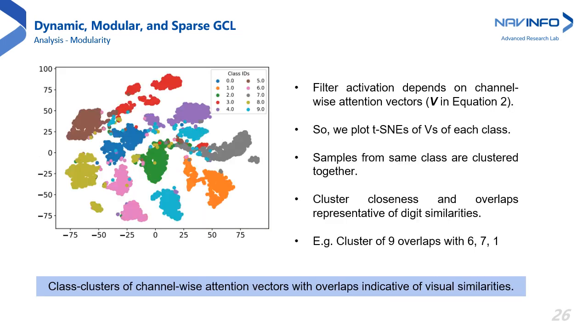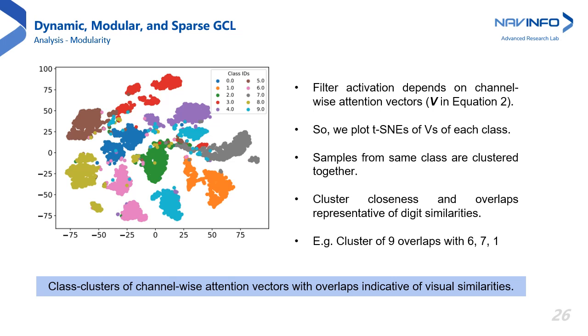Now, as activation rates are controlled by the channel-wise attention vectors as seen earlier, we plot the t-SNEs of these vectors. Most of the samples for each class are clustered together. Moreover, clusters of visually similar classes are also close together. Take the digit 9 for example. It can be thought of as a line with a loop. It has two main clusters.